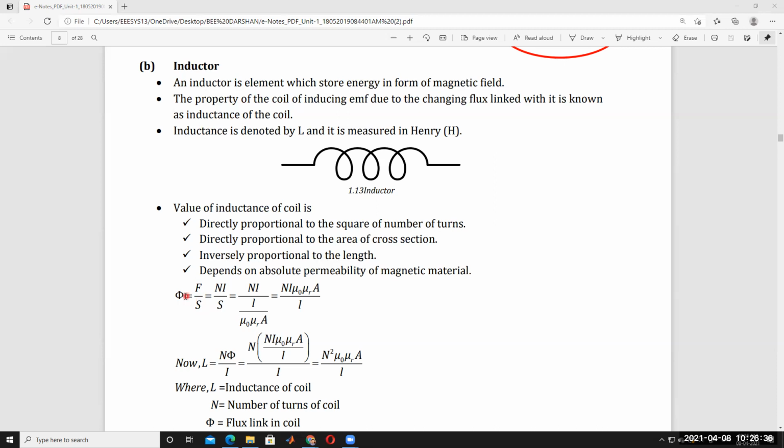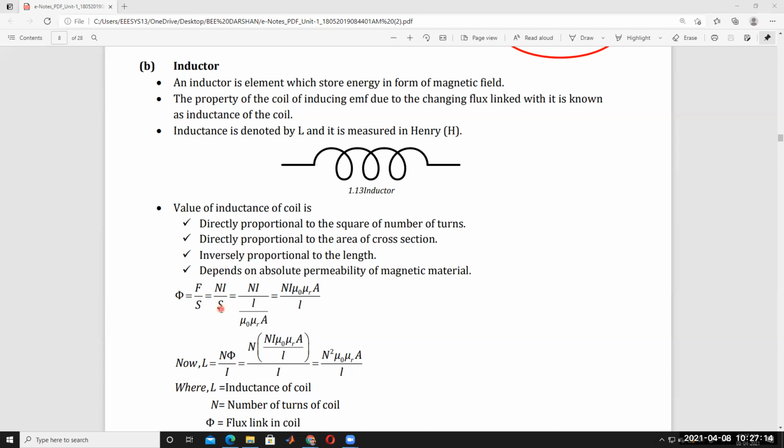Same as in the electrical point of view, current I is equal to V by R. V is nothing but a force, and R, from the magnetic point of view, is reluctance. Reluctance is the magnetic counterpart of resistance. So flux phi is equal to F by reluctance, and MMF is nothing but N into I, the total number of turns times current, divided by S, the reluctance.